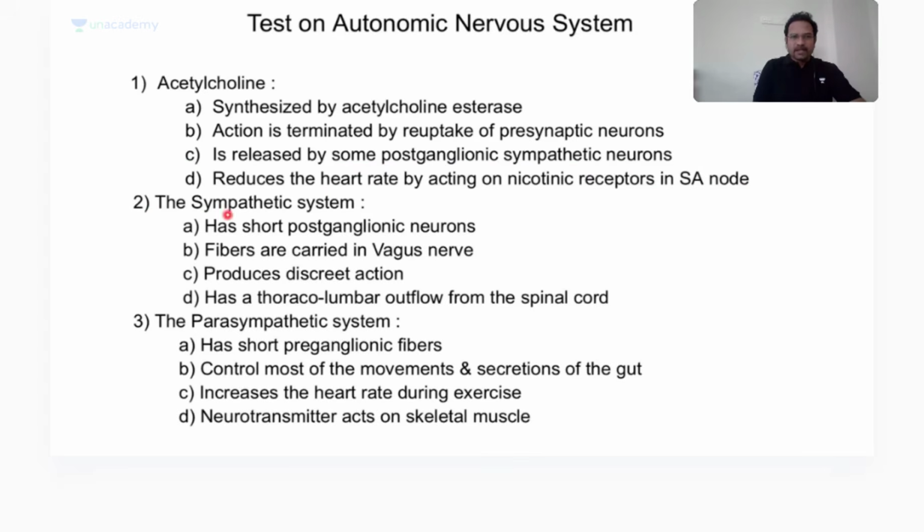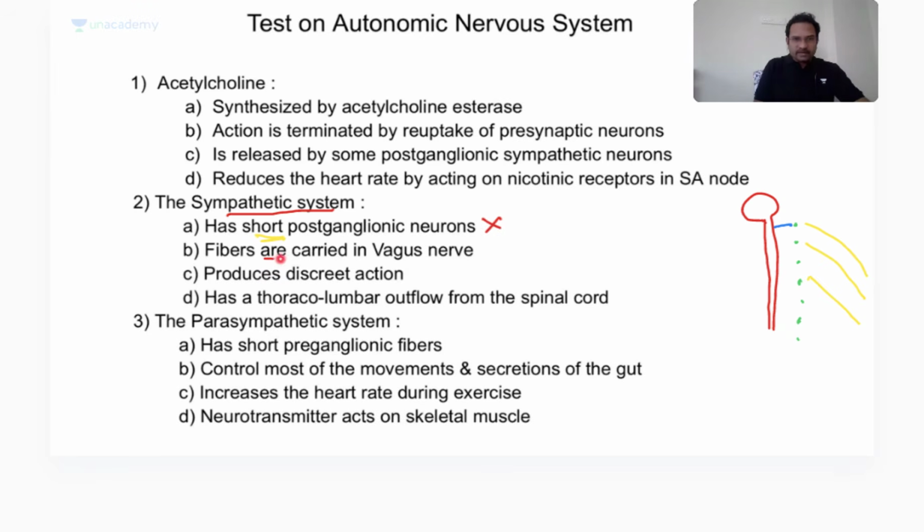Now let us see the second one. Now, the options are explaining the sympathetic system. Has short postganglionic neurons? No. See, in the sympathetic system, if this is the brain and spinal cord, the system lies very close to the spinal cord. There are certain ganglia out there through which the sympathetic nervous system passes. So a short preganglionic fiber is there, but the postganglionic one is longer. Postganglionic neurons are longer. What is the first option? Short postganglionic? No, this is wrong.